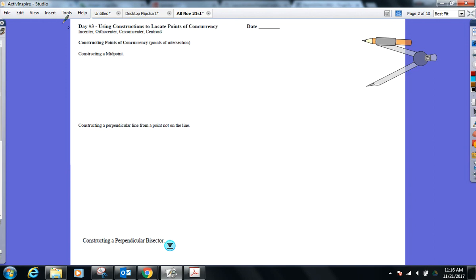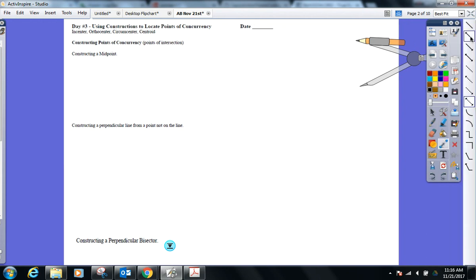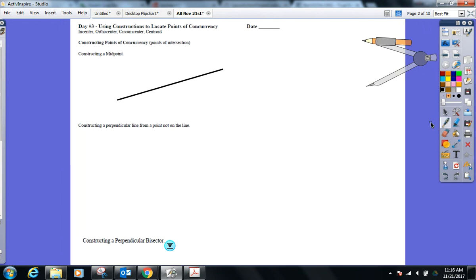Construct a midpoint. So let's start. Give yourself a line segment. And I'm not going to show anything new here. At some point or another during the year, we have done this before. So give yourself a line segment. Some of you are already getting after it. I love it. How do you find the midpoint of a line segment?